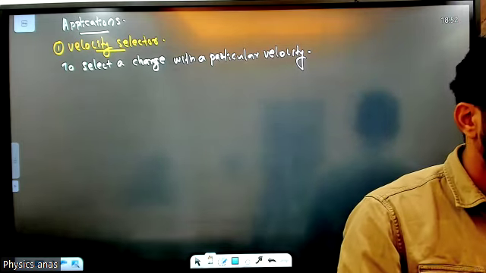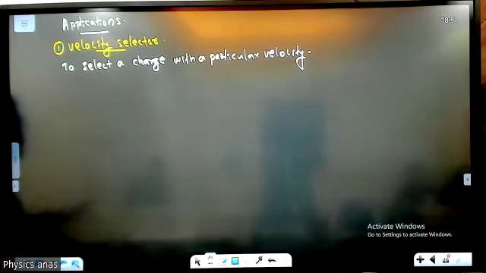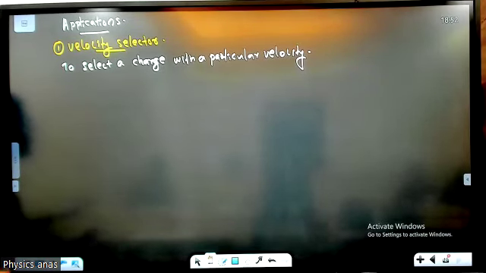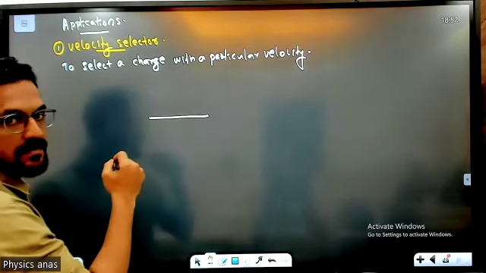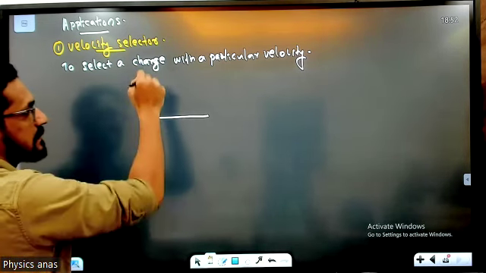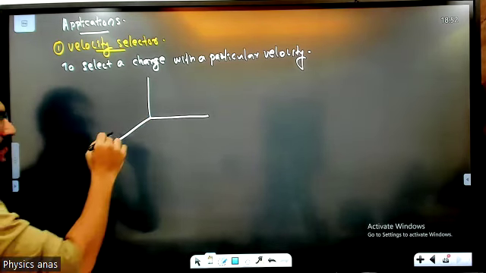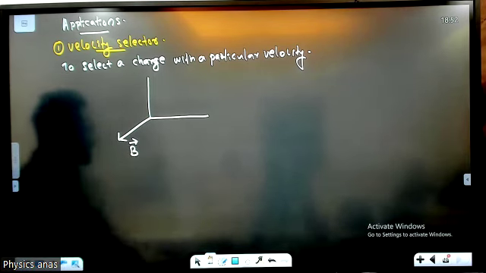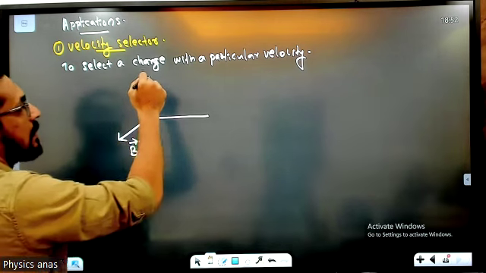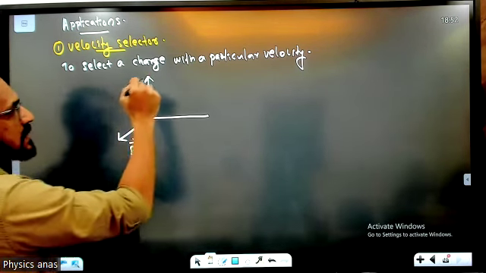Do you understand that? Yes. Okay. It is like this. You have a magnetic field and an electric field which are perpendicular to each other. Let's imagine the magnetic field is acting along the y-axis or z-axis, you can take it as easy. And this is the electric field.